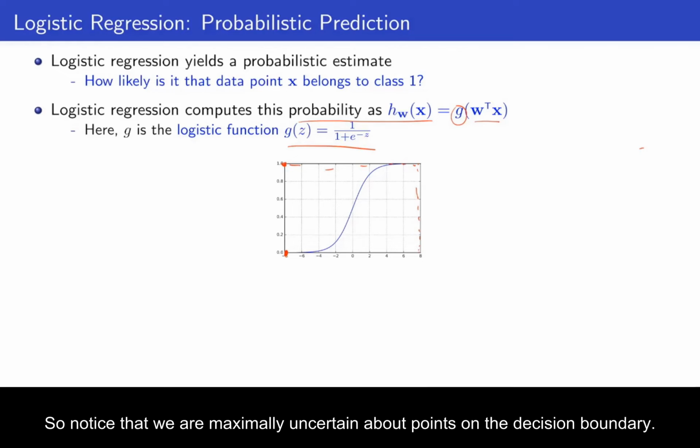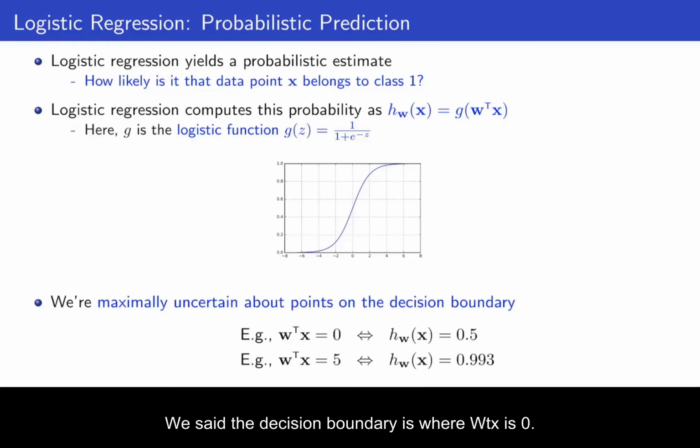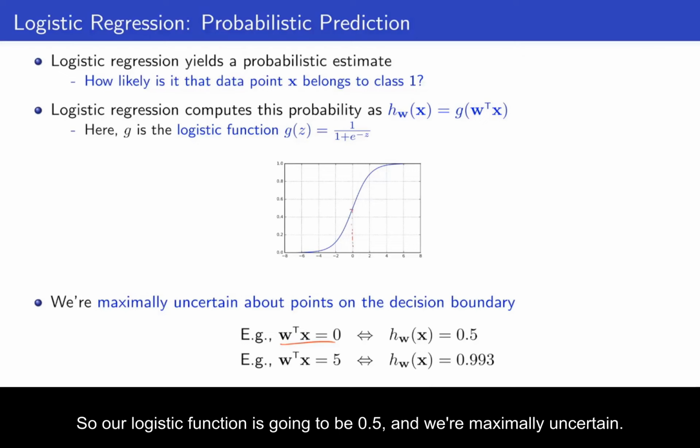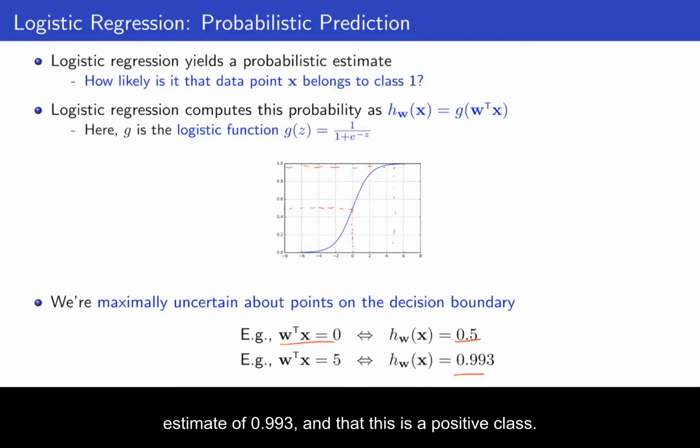So notice that we are maximally uncertain about points on the decision boundary. We said that the decision boundary is where w transpose x is 0. So that would imply here that w transpose x is 0, so our logistic function is going to be 0.5, and we're maximally uncertain. Whereas, for example, if our w transpose x is 5, we're already quite certain, with a probabilistic estimate of 0.993, that this is a positive class.